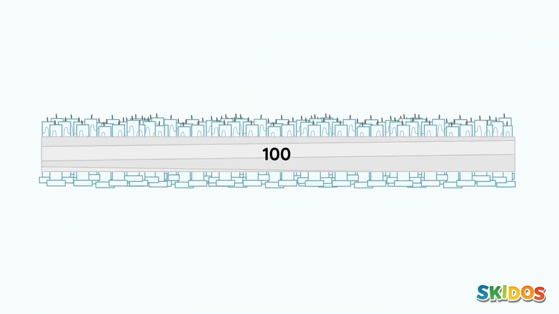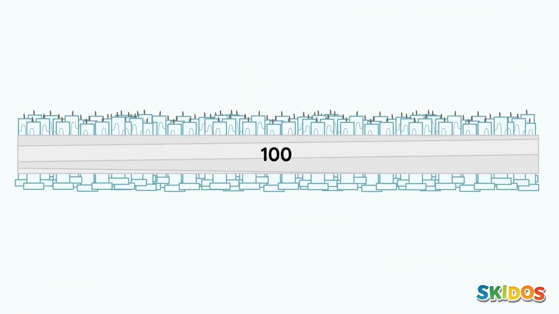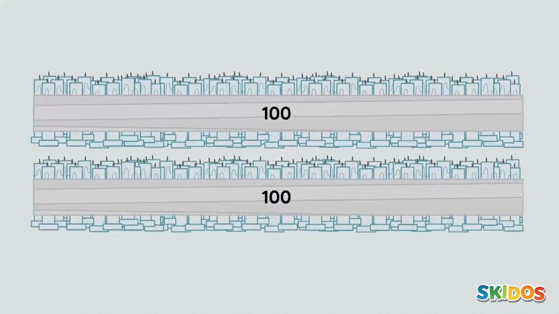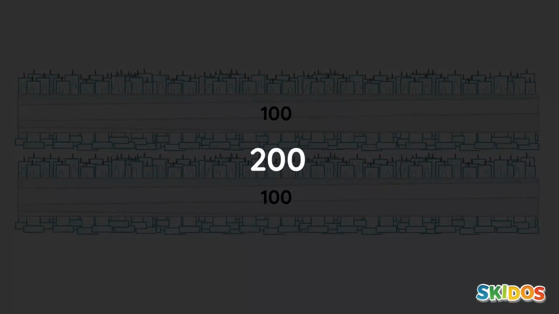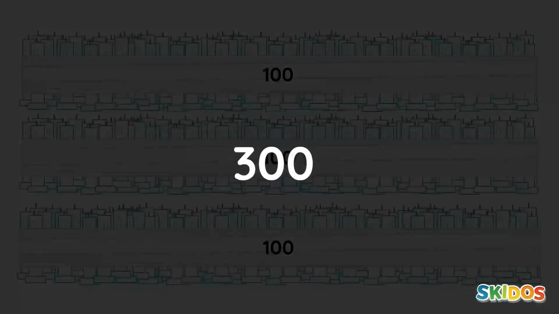If this is one bundle of 100 candles, then 2 bundles of 100 will be 200 candles. And 3 bundles of 100 will be 300 candles.